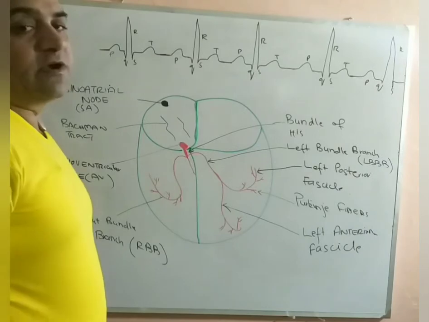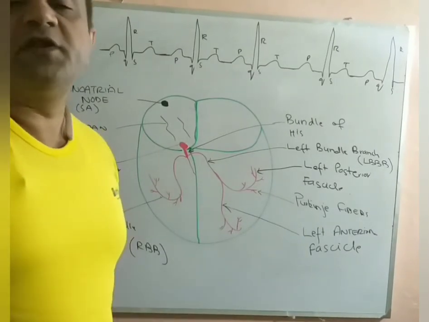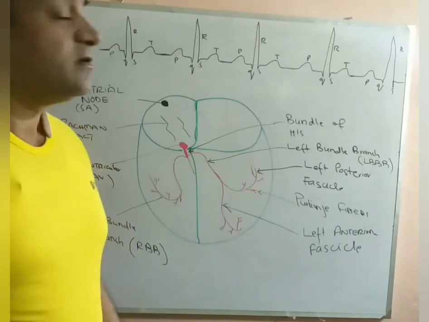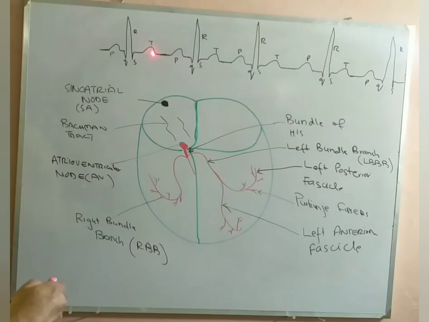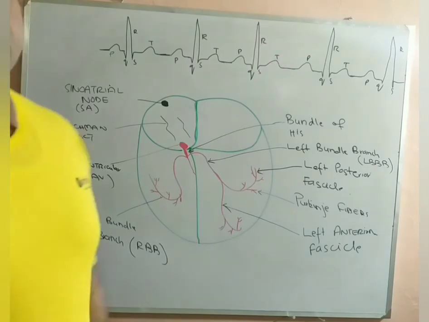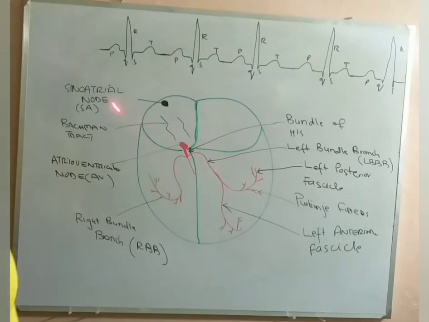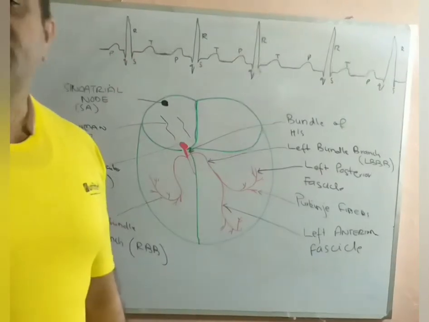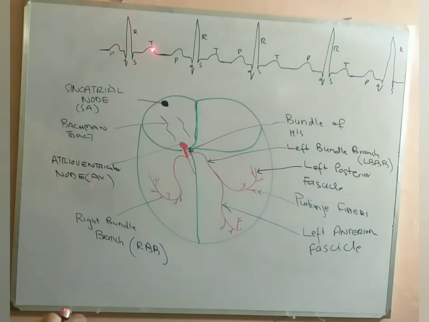Okay, now if you look at this diagram here, everything is happening very smoothly. Here you see P, this is the QRS complex, this is T. This is P, this is the QRS complex, this is T. In all of the tracing, you see an association. You see as if the P is married to the QRS complex.